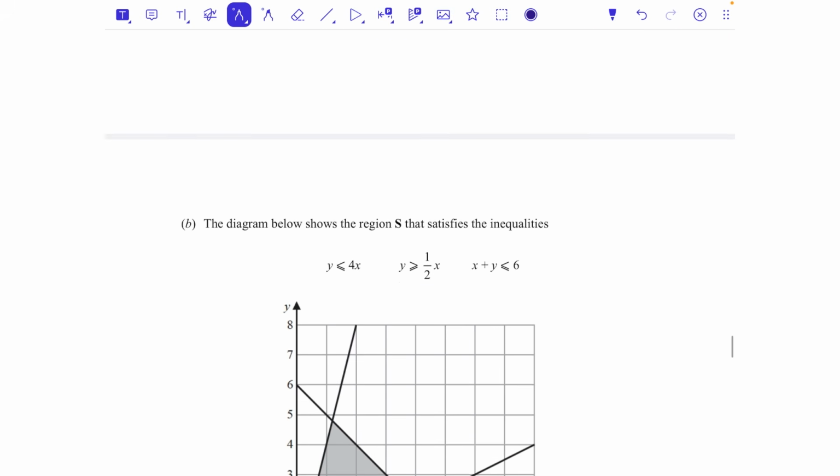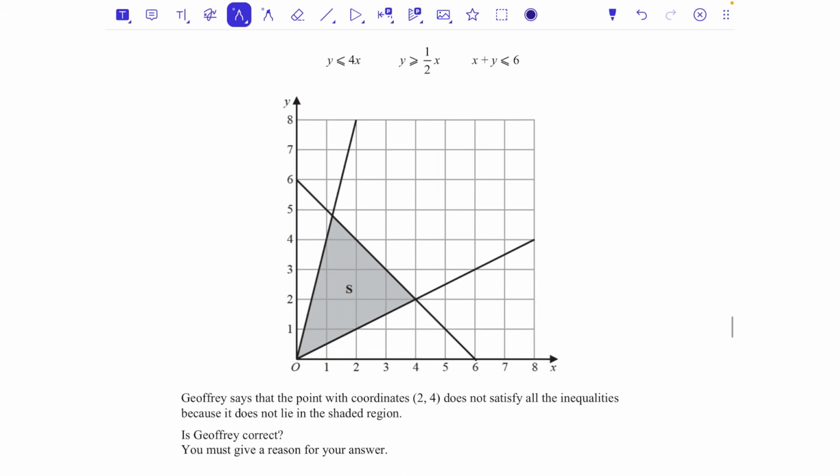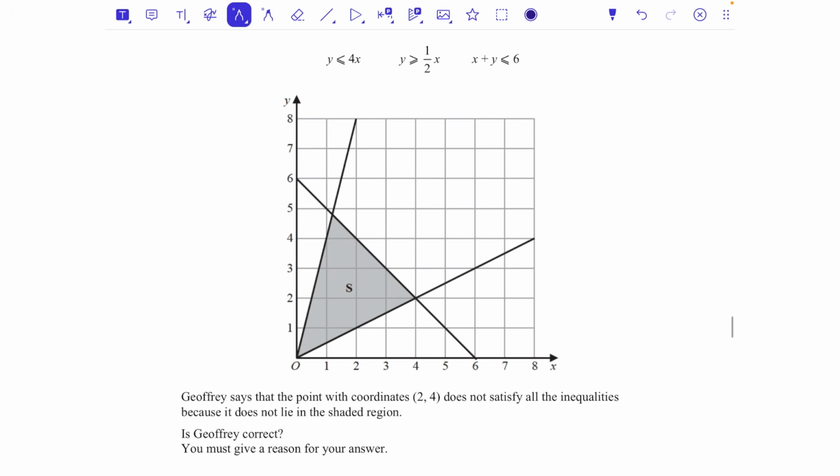Okay, part B, the diagram below shows the region S that satisfies the inequalities. So they've already done this for us. Jeffrey says the point with coordinates 2, 4 does not satisfy all the inequalities because it does not lie in the shaded region. Is Jeffrey correct? Well, the point 2, 4 is here. And it quite clearly lies on the line x add y is less than or equal to 6.